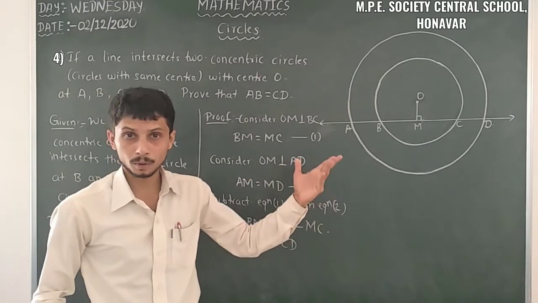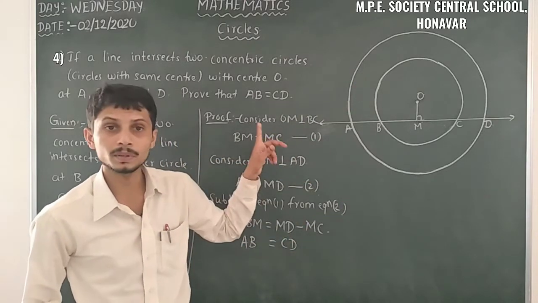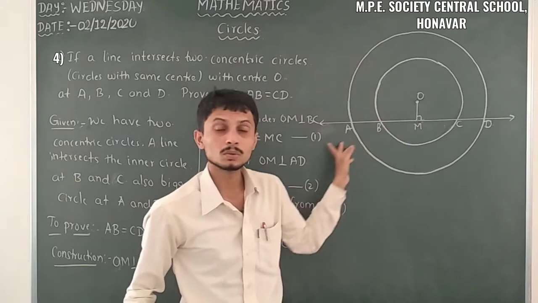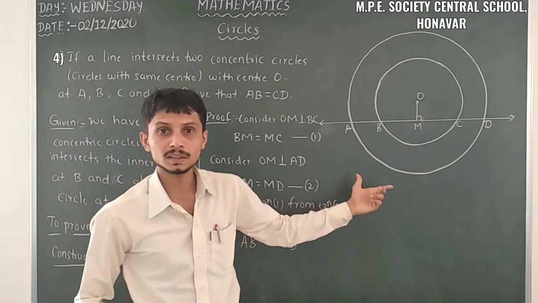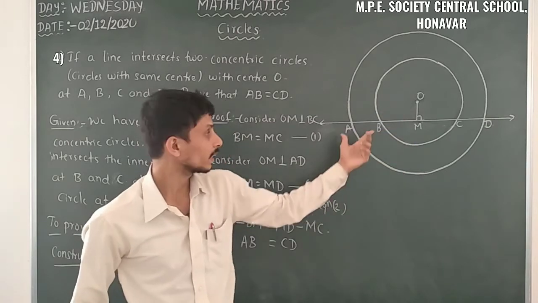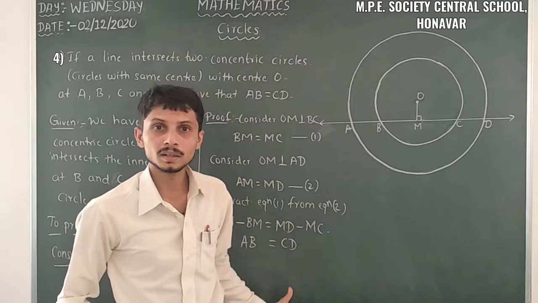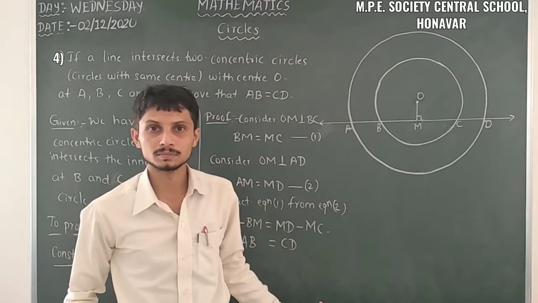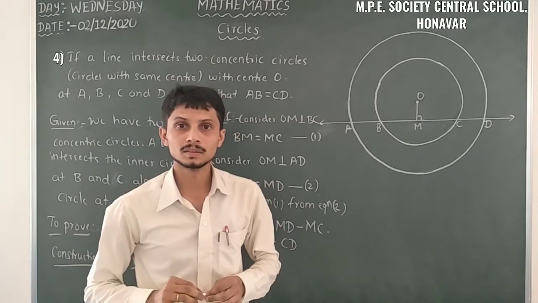Sometimes some problems are based on this one. Whenever a chord intersects two concentric circles at different points and we have a perpendicular, we can directly take AB is equal to CD. It is possible, that's why we have this assumption. So let us move on to the next question.